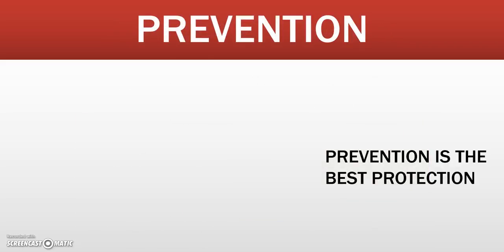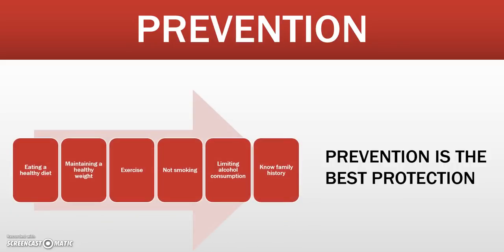Prevention is the best protection. Eating a healthy diet, maintaining a healthy weight, exercise, not smoking, limiting alcohol consumption, and knowing your family history are proven ways to reduce your risk of a stroke.